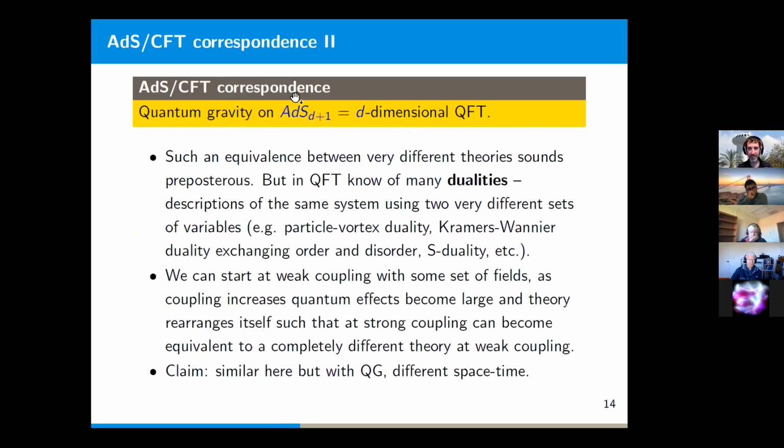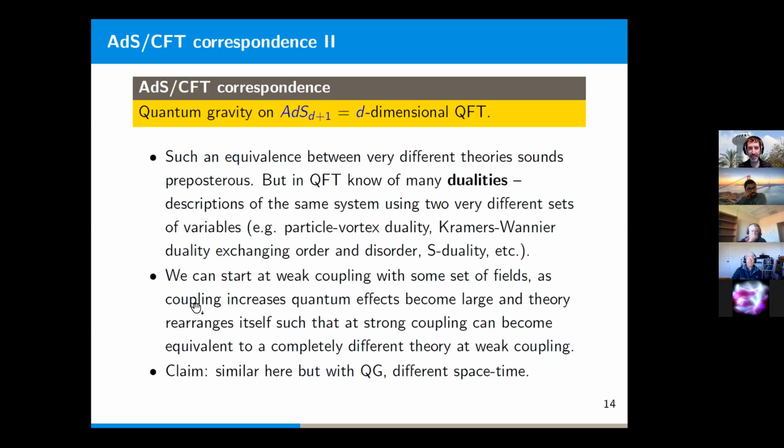Now, of course, an equivalence of this type between two very different theories at first sight sounds completely preposterous. We match here theories that not only have different variables, different fields in them, but even live in a different number of space-time dimensions. But we know by now of many examples in quantum field theories of dualities of this type, where we have two different descriptions of the same system that use two very different sets of variables. Some famous examples are particle-vortex duality, Kramers-Wannier duality, S-duality, and so on.